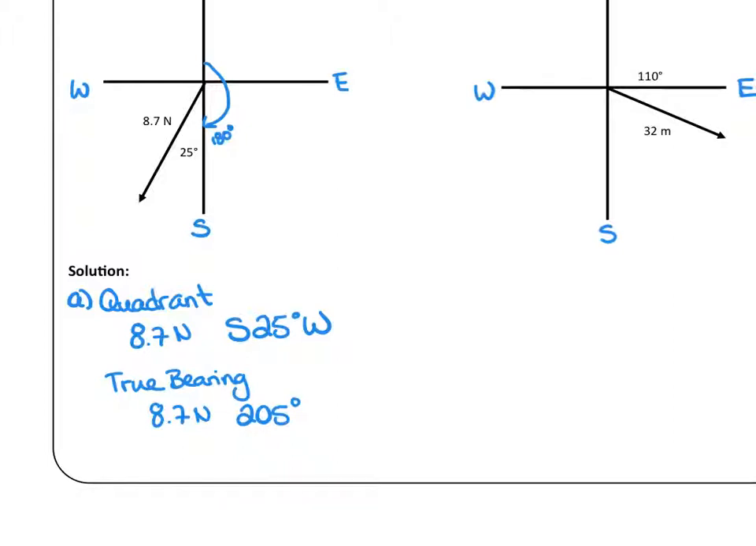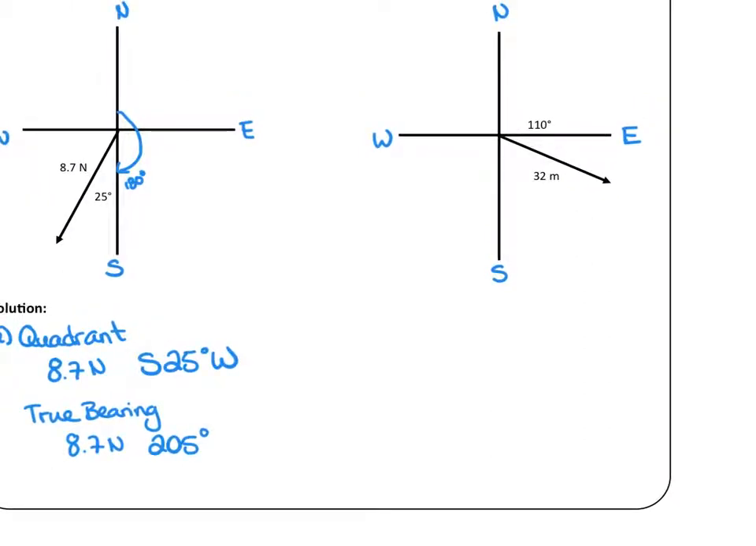Last example, so I kind of go over it one last time before I let you guys go. Same thing. I'm going to start with the quadrant bearing. This one is 32 meters. So it might be that I walked 32 meters. And this is, again, south. Now, it's 180, but minus the 110, because I want to know exactly what this angle is. So it is south 180 minus 110, which is 70. So south 70 degrees east.